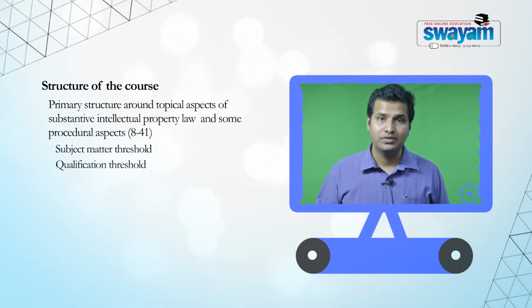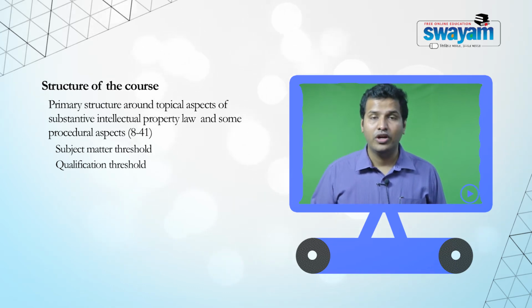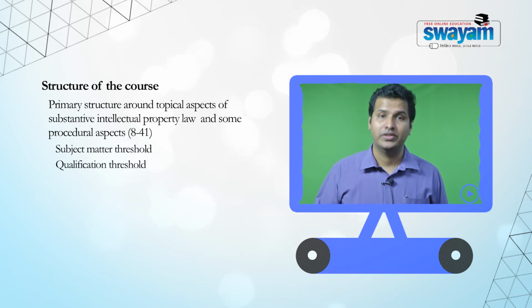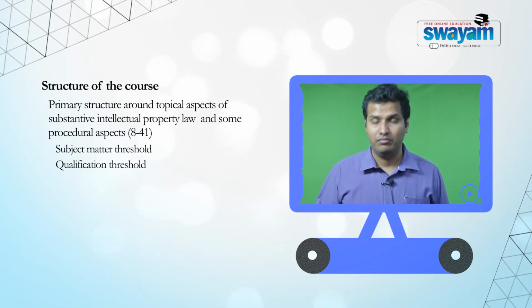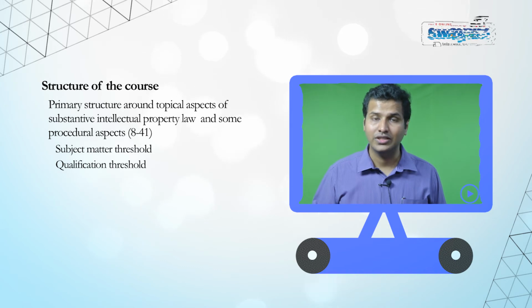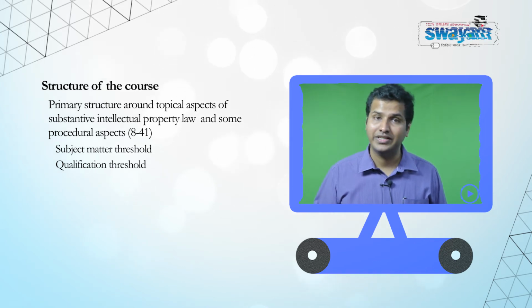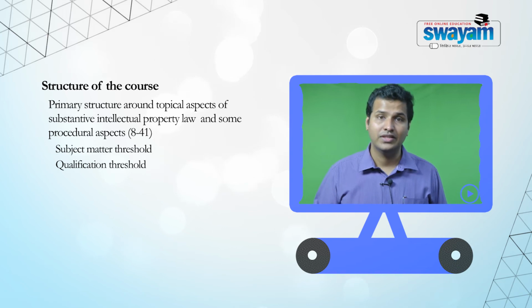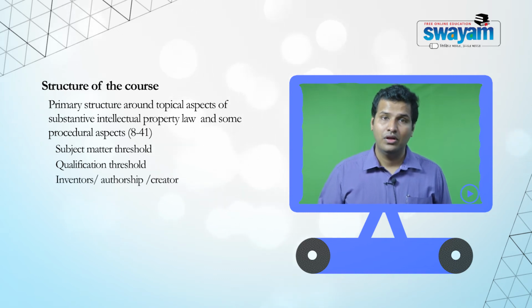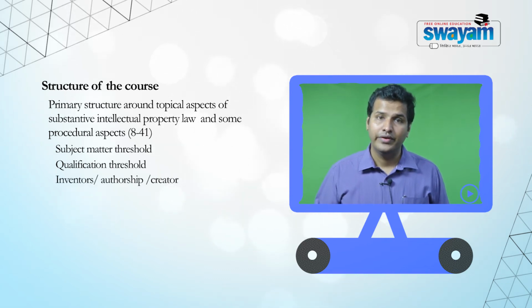So, patents, if certain subject matter is protected, what are the qualification requirements that may warrant such protection in the form of novelty, inventive step, utility or industrial application. Similarly, originality in case of copyright, distinctiveness in case of trademarks. So, we will study these qualification thresholds. We will also study how copyright law defines inventors, authors and the creator and its relationship with property.